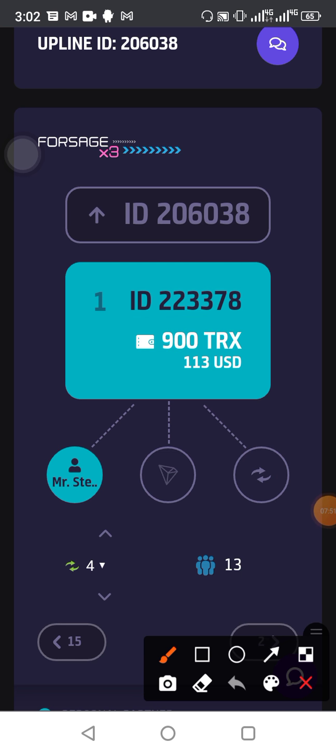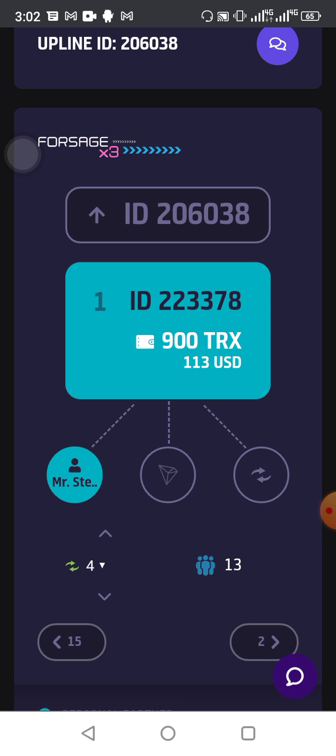Now beneath it you see 113 USD, 113 US dollars. It gives the dollar equivalent of the amount of Tron it has sent to the person's wallet on this particular level. Now this value may change because it's calculated on the go. So if the value of the dollar rate goes up, this value may change; if it drops, it may change. But what is fixed is the 900 Tron. The dollar equivalent changes according to the rate of Tron at the moment. All right, that's that.